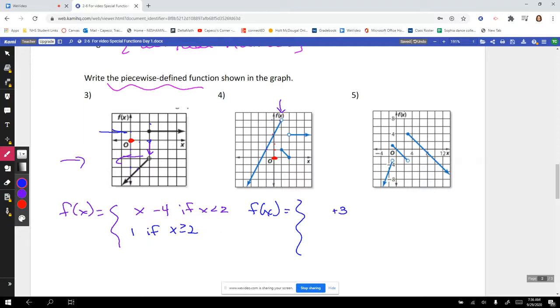I have to figure out what my slope is. So from here, it looks like I go up 2 to the right 1. I can try again, down 2 to the left 1. So that looks pretty good. So my slope is positive 2. So 2x plus 3.